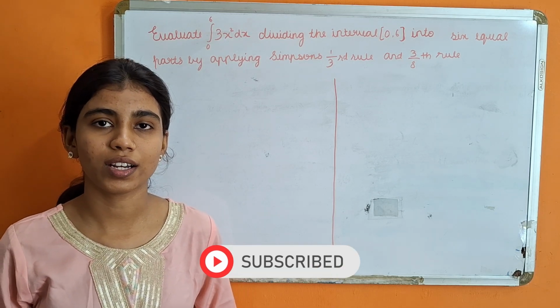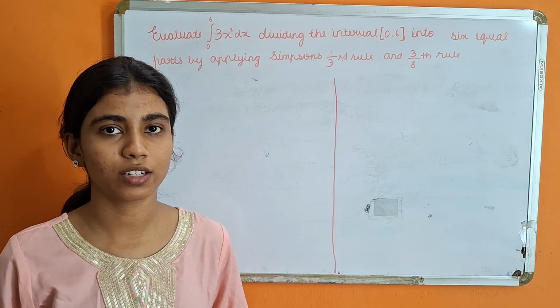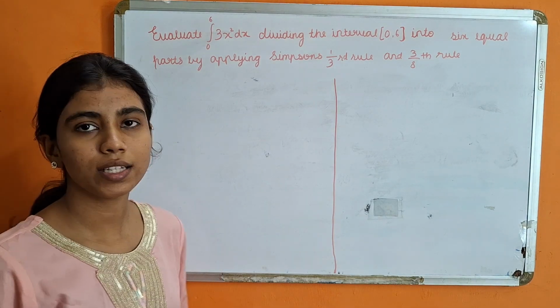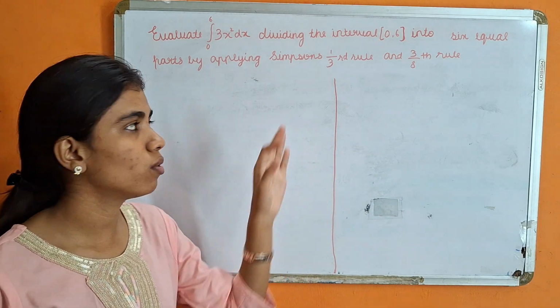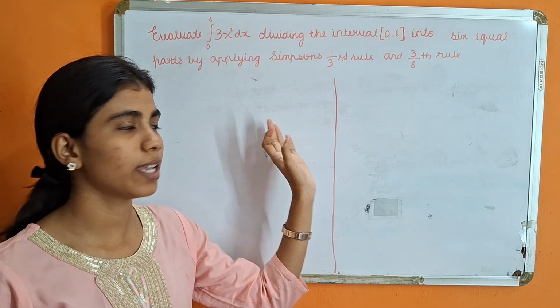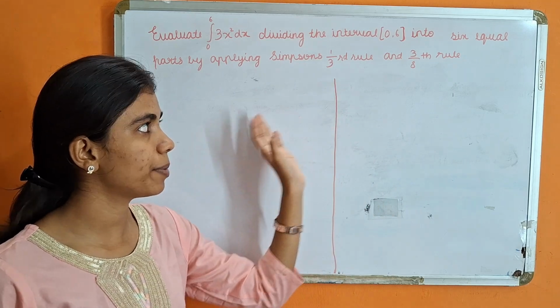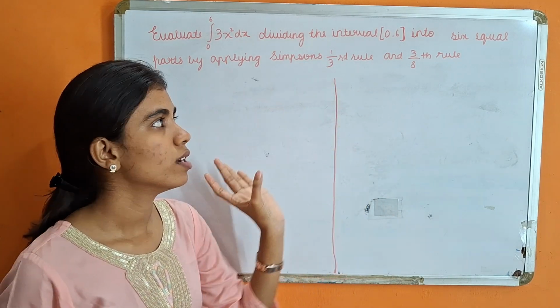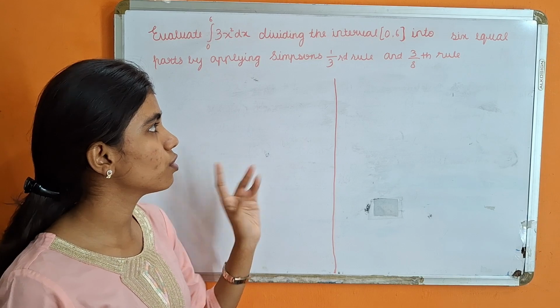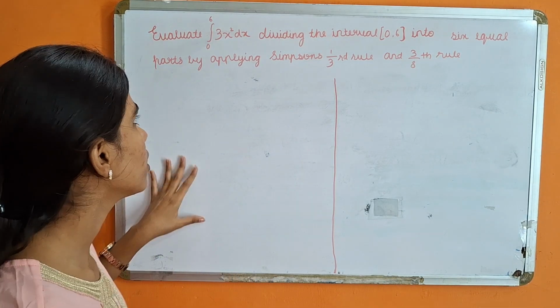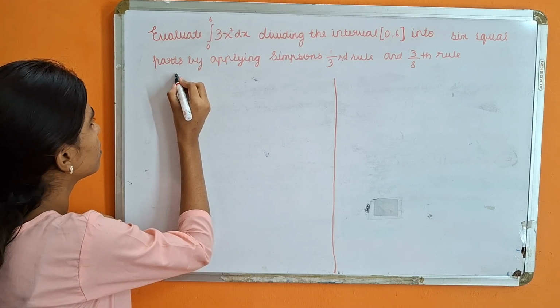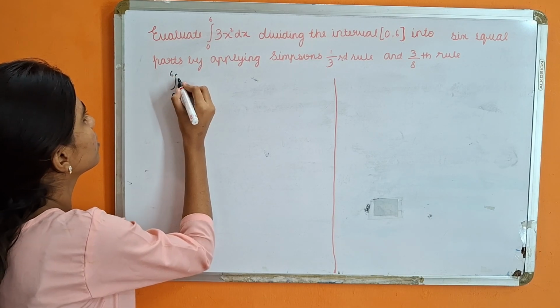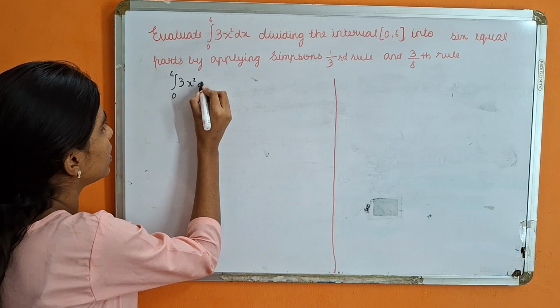So today we are going to continue with module 4 for semester 2 M2, and today's topic is Simpson's 1/3 rule and Simpson's 3/8 rule. In the exam they don't ask both together, they'll ask this separately and 3/8 also separately. But in this video I will show you how to solve both the methods in one question itself. So the question is given as the integral from 0 to 6 of 3x square dx.